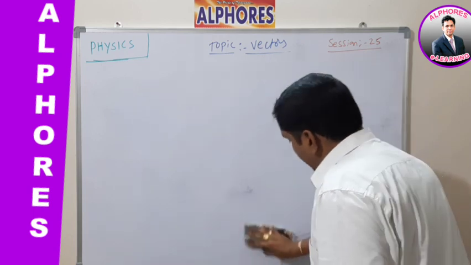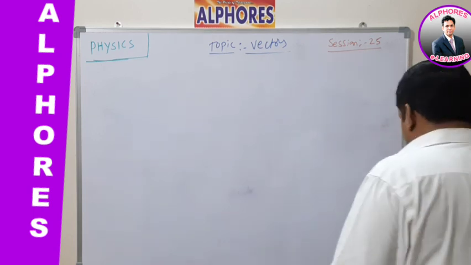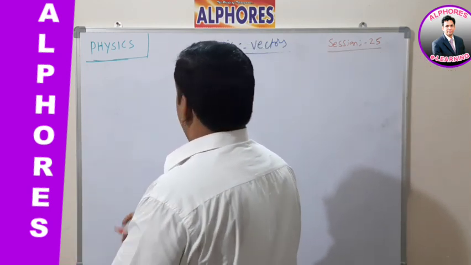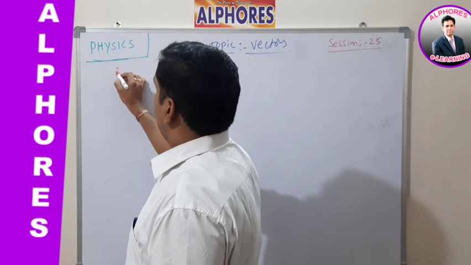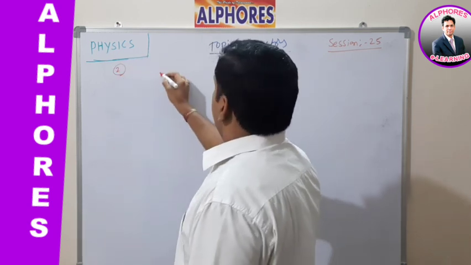Now I have to give one more problem about the cross product of two vectors only. Now listen carefully. Again I have to take one problem based on this cross product of vectors, problem number 2. That means listen carefully.